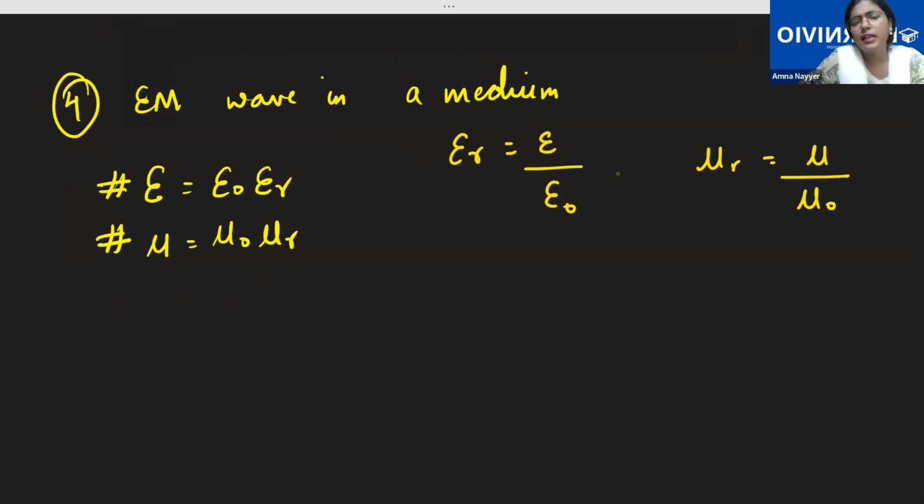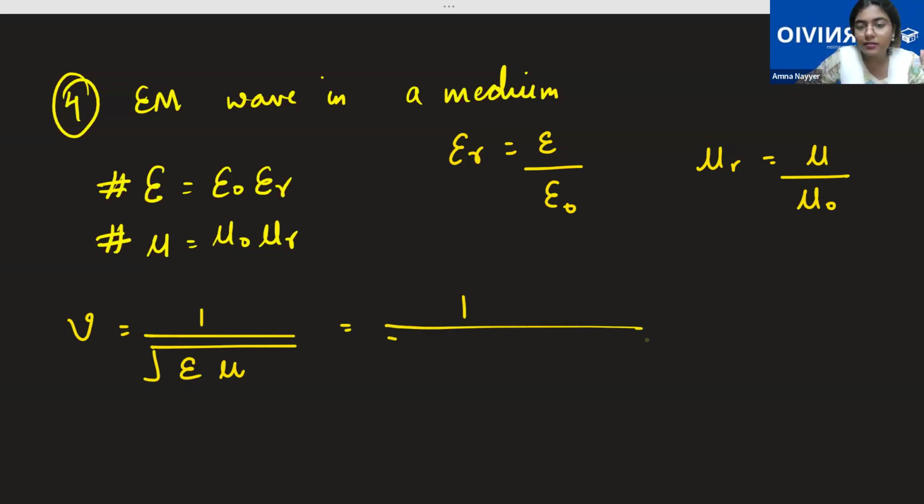So from here, epsilon and mu will not be given to you. You will be given the relative values. So you'll just have to multiply it with the original. See how? Let's say now the speed is some v, not this c, because c is exclusively for your speed of light. So v is equal to 1 by under root epsilon into mu, because the material medium has changed. Now write this in terms of the relative permittivities.